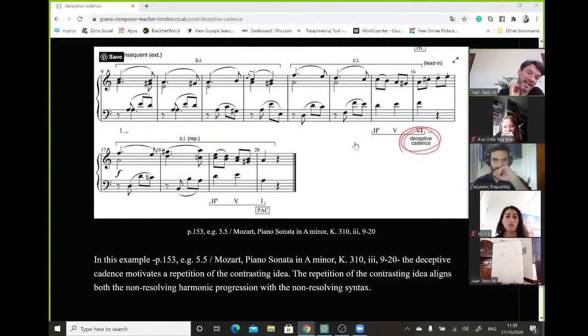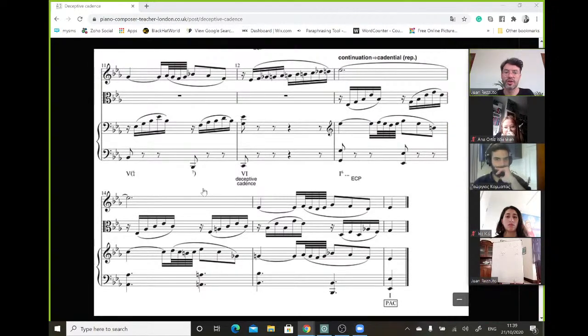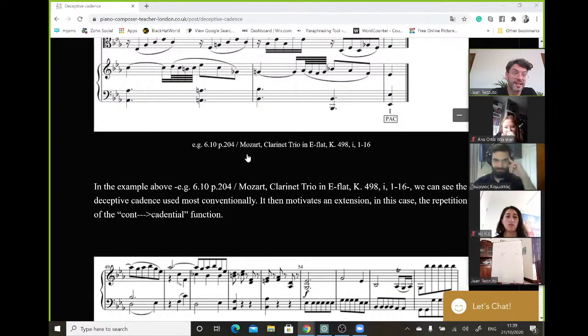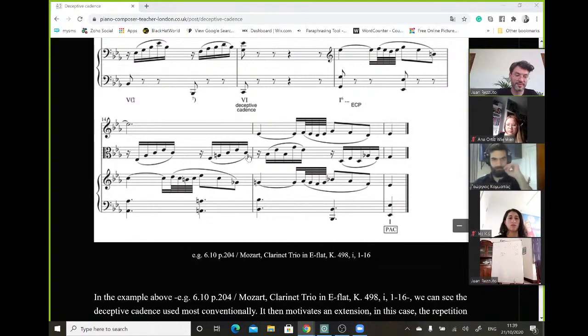Whenever you can do something like this so easily, you can be 99% sure that it's a deceptive cadence, because it's certainly deceiving. Everything is presenting a perfect authentic cadence, everything but the last chord.